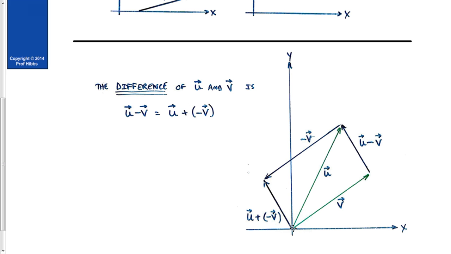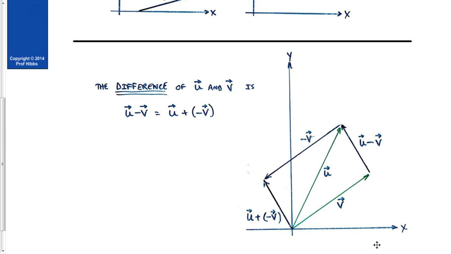Here's the very beginning. Here's the very ending. And so u plus negative v is this vector right here, u minus v. This is u minus v. Now, it's the same vector if I would have put it clear out here. See, this is the same vector way out here.